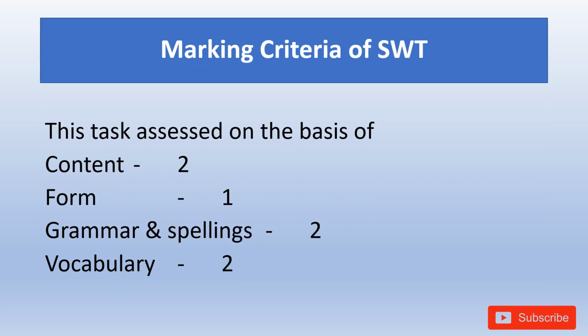Summarized written text is assessed on the basis of content, form, grammar and spellings and vocabulary. There will be 2 marks for content, 1 for form, 2 marks for grammar and spelling and 2 marks for vocabulary. Do check out my video on summarized written text. In that video, I have explained this task in depth along with the template.